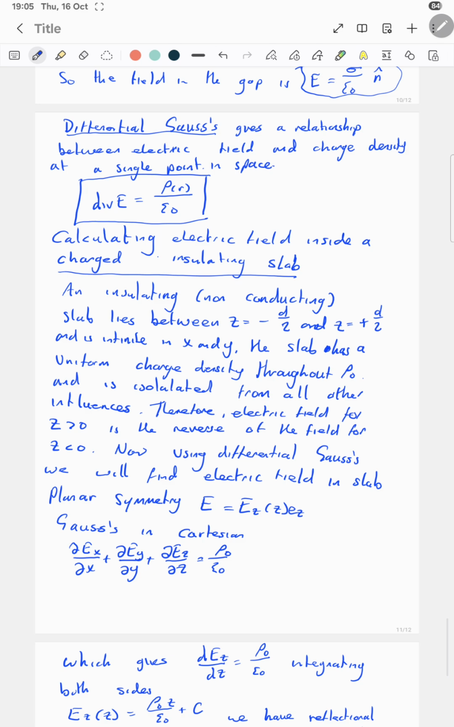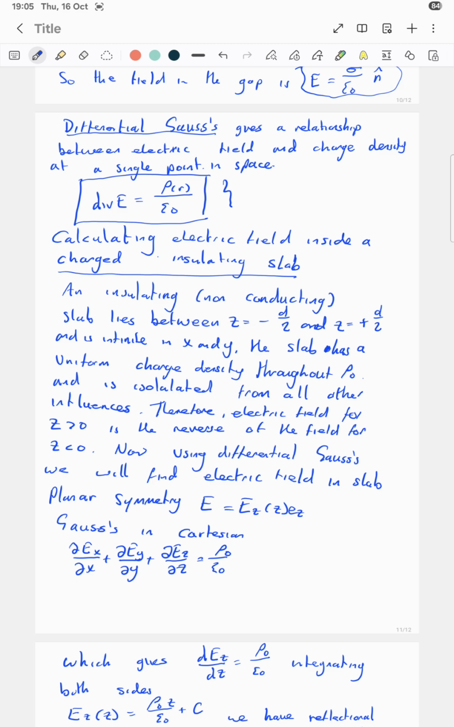Now, differential Gauss's law. This gives a relationship between electric field and charge density at a single point in space, which is the divergence here. Calculating the electric field inside a charged insulating slab: an insulating, non-conducting slab lies between z equals minus d over 2 and z equals plus d over 2 and is infinite in x and y. The slab has a uniform charge density rho naught and is isolated from all other influences. Therefore, the electric field for z greater than 0 is the reverse of the field for z less than 0.